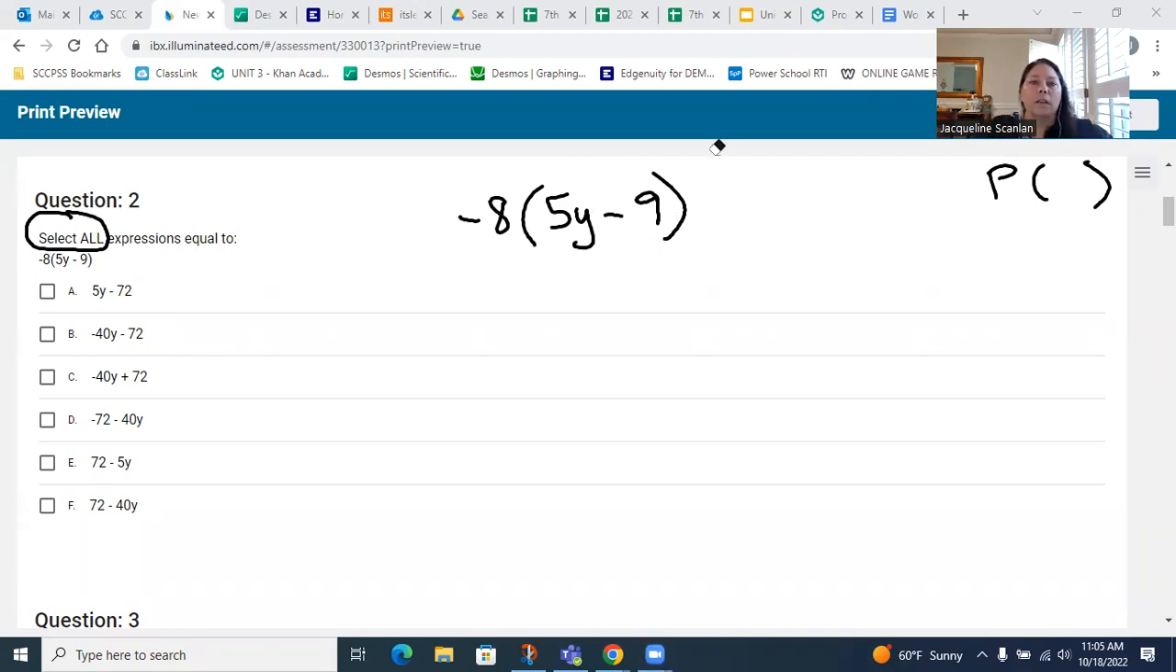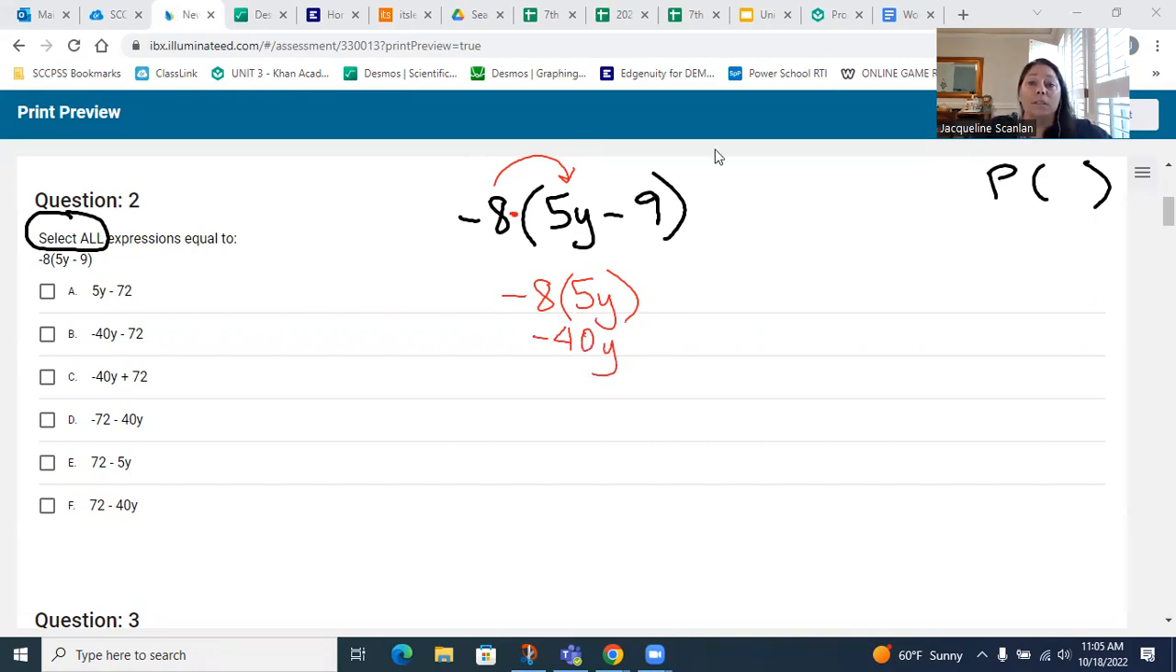So the next thing I'm going to do is I'm going to try to figure out what I'm supposed to do with this -8. And because -8 is squished right next to those parentheses, that means to multiply it. So I'm going to take that -8 and I'm going to multiply it by 5y. So I'm going to write it as -8 times 5y. I use parentheses to show multiplication. You can use the times sign or the dot if that makes you feel better. All right, and -8 times 5 is -40. So -8 times 5y is -40y.